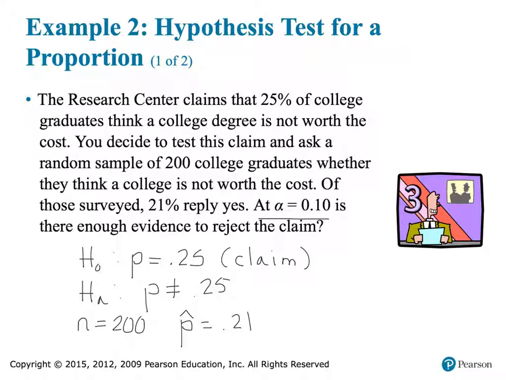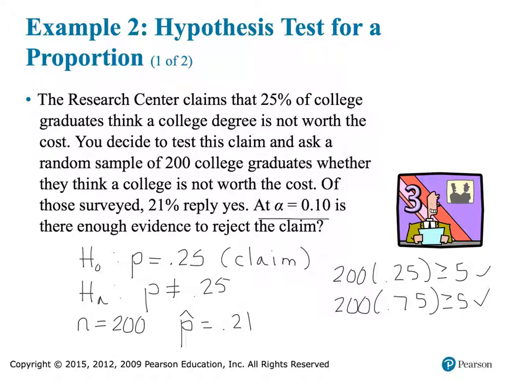So first we've got a random sample, we want to see if the normal curve is an appropriate tool. So is N times P at least 5? Well, 200 times 0.25 is 50. That's at least 5. Is N times Q, which would be 1 minus 0.25, also at least 5? And clearly it is. That's 150, which is clearly more than 5. So the normal curve is an appropriate tool. Okay? So we're going to proceed and we're going to identify our critical value.